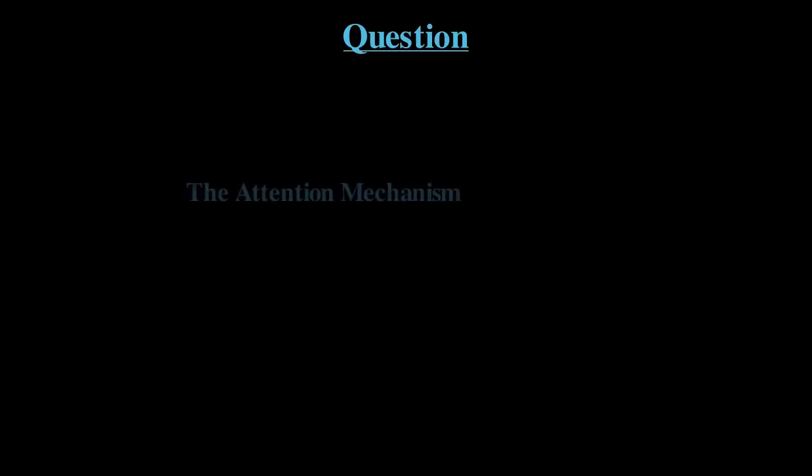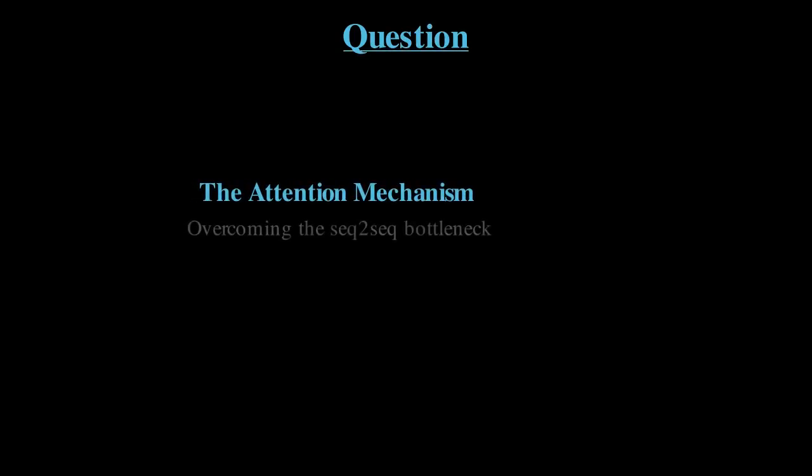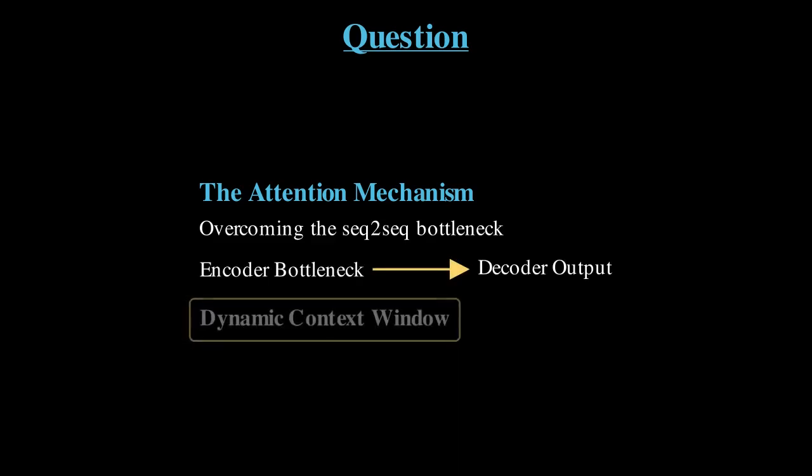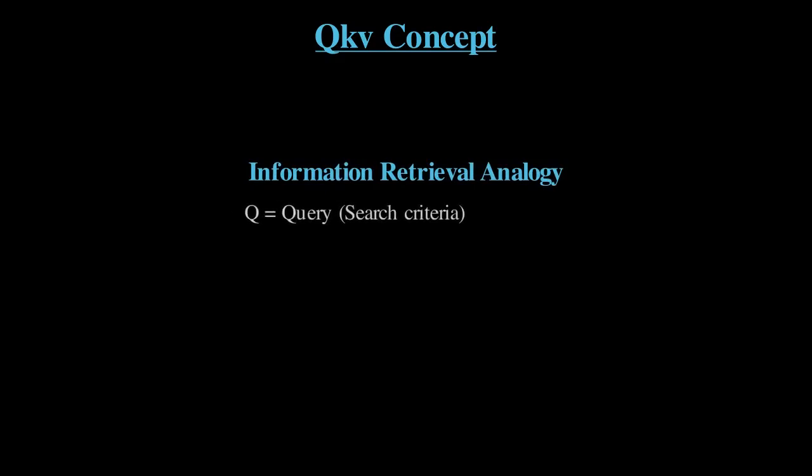Welcome. In modern deep learning, the attention mechanism has absolutely revolutionized how models process sequential data. Before attention, recurrent neural networks struggled significantly with long-range dependencies, forcing entire input sequences to be compressed into a single, fixed-size context vector. Attention fundamentally solves this information bottleneck by allowing models to dynamically focus on the most relevant parts of the input sequence. The core mathematical concept relies on an information retrieval analogy utilizing queries, keys, and values.